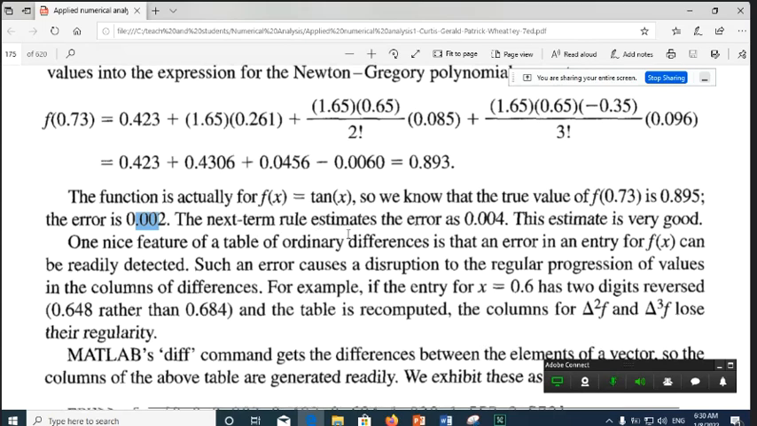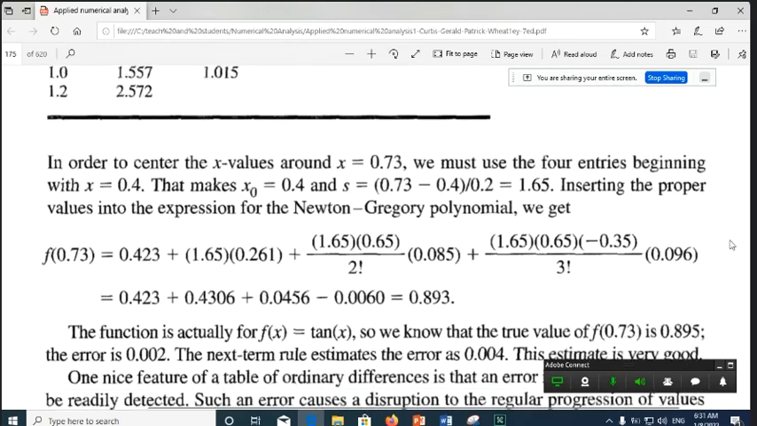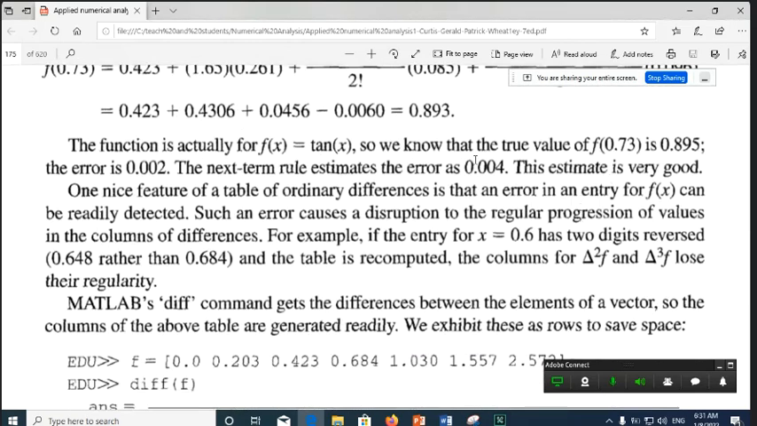The next term rule, for example, if we use the next columns of this table, the error becomes this value, and our estimation becomes more precise and accurate.